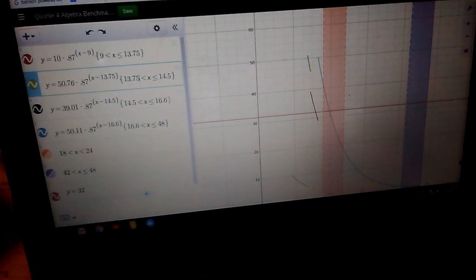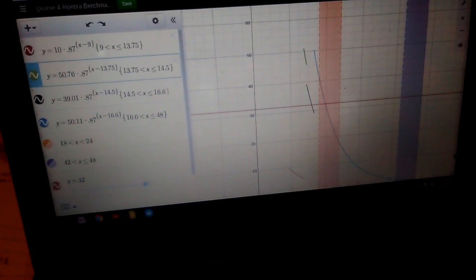Now, by using the previous equation, I was able to determine that the next amount of caffeine in my body would be that first number right here, 50.76, and there's that graph right there. So that represents the new amount of caffeine that's in my body.